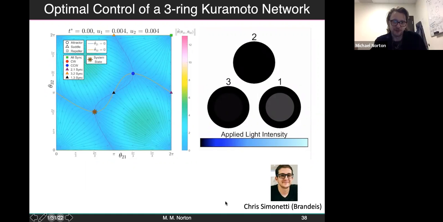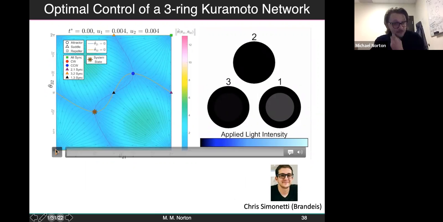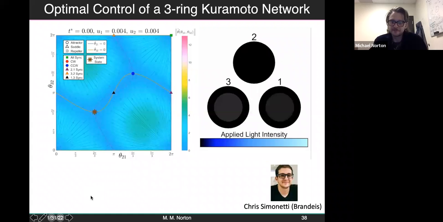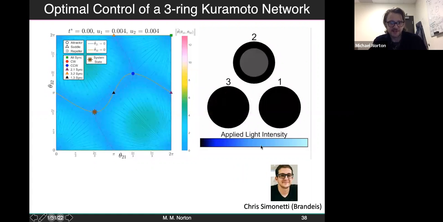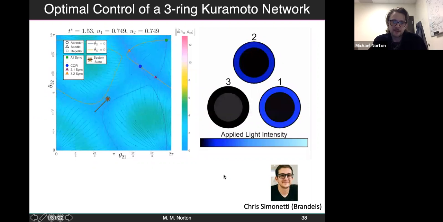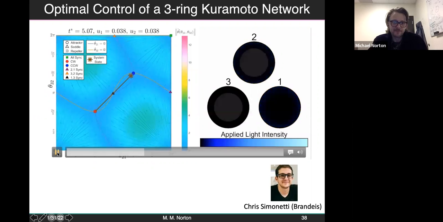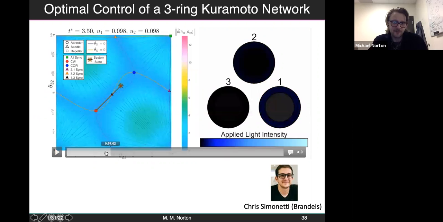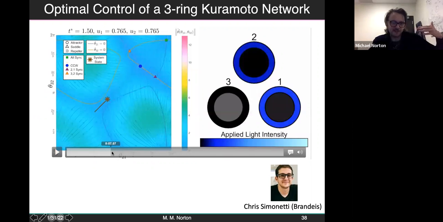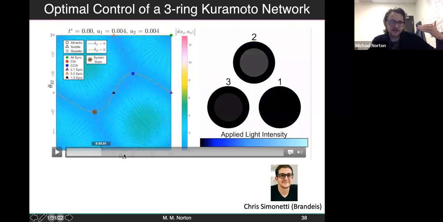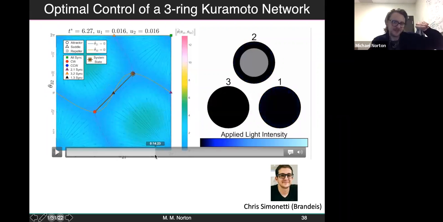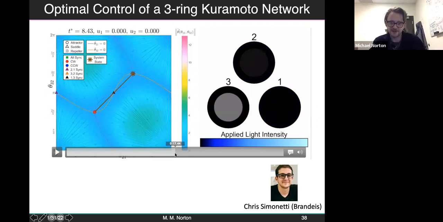This was work that was done by Chris Simonetti, who was a really talented dual major math and physics major at Brandeis. And so here's the system without control. You can see that basically the control brought the system to the point where that first attractor in red had been eliminated, and then closes up the system behind it once it's close enough to the desired attractor.